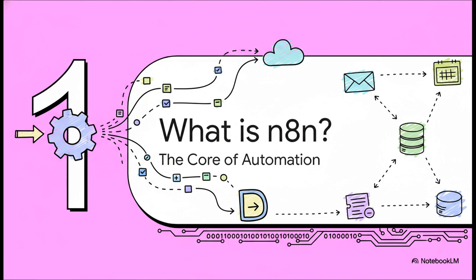So what is n8n really? The easiest way to think about it is like a digital middleman. Its whole job is to grab data from one app, maybe process it or change it a little, and then send it over to another app. It lets you automate these really complex tasks without ever having to write a single line of code.